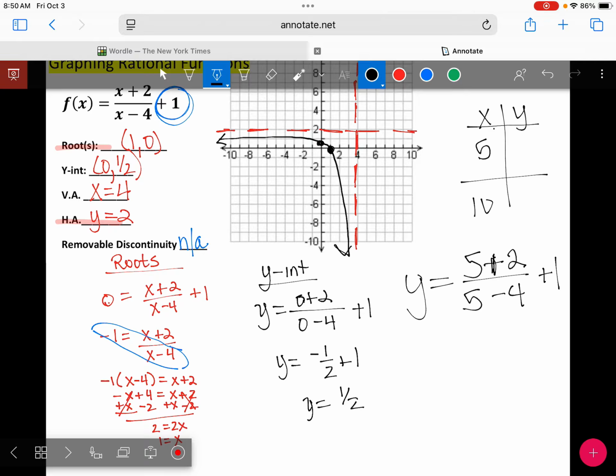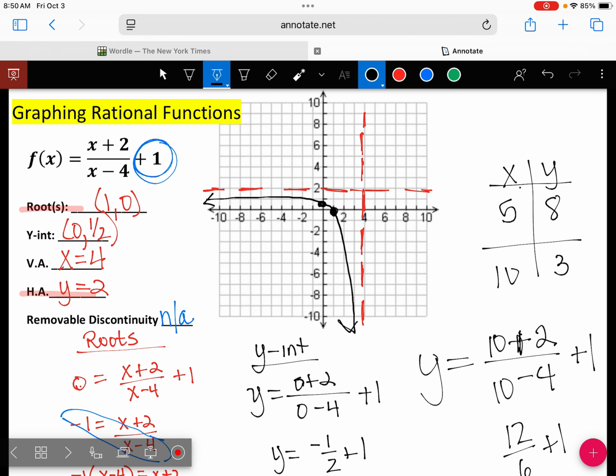Let's see. So this would be 7 over 1 plus 1, yep, which is 8. And for the second one, that would be 12 over 6 plus 1, which is 3, yeah. So when we graph that, we got (5, 8), (10, 3), and we just connected.